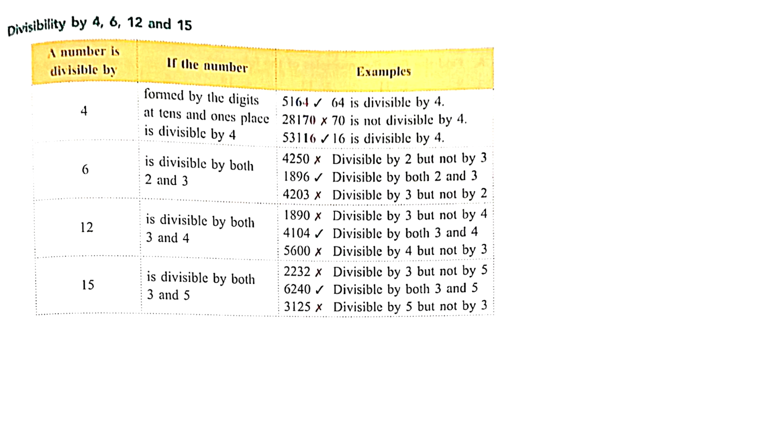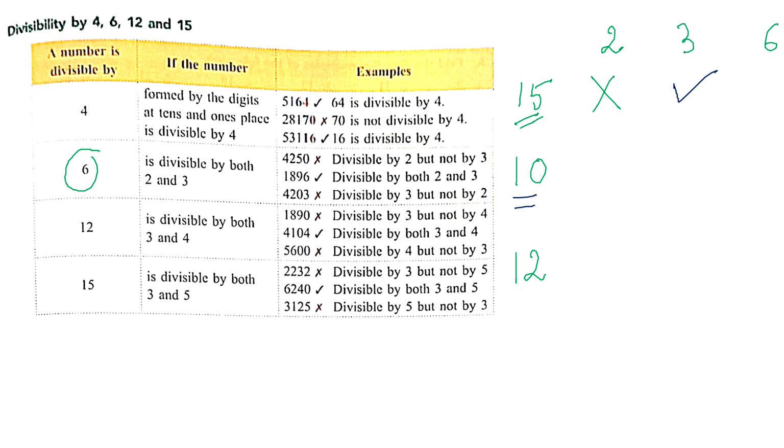Next is 4, 6, 12 and 15. To understand this, let us first do 6. For 6, it is related with the divisibility rules of 2 and 3. Let us take examples: 15, 10 and 12. As per the divisibility rule of 2, 15 is an odd number, so it is not divisible by 2. But if you add the digits, 1 plus 5 is 6. 6 is in the table of 3, so it is divisible by 3.